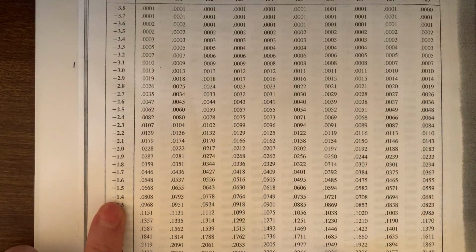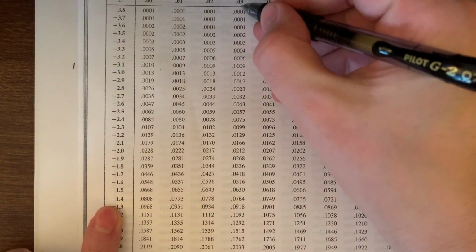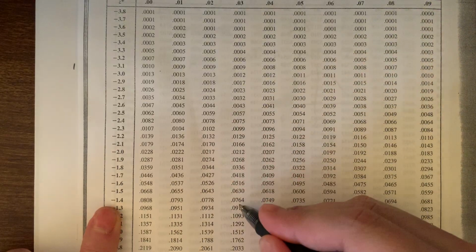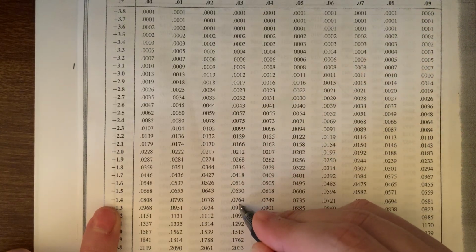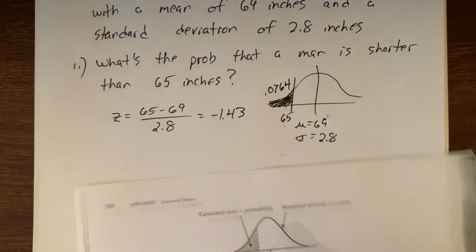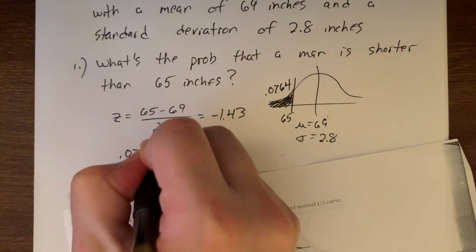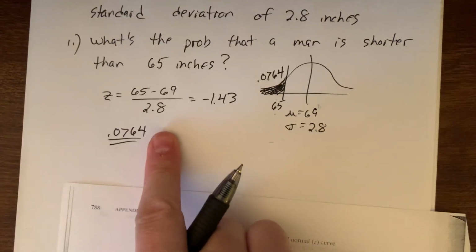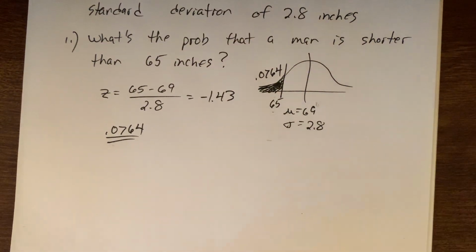So the negative 1.43 is this, and that's it. The 0.0764 goes in that tail, and that's exactly what I want. That's the probability that a man is shorter than 65 inches.